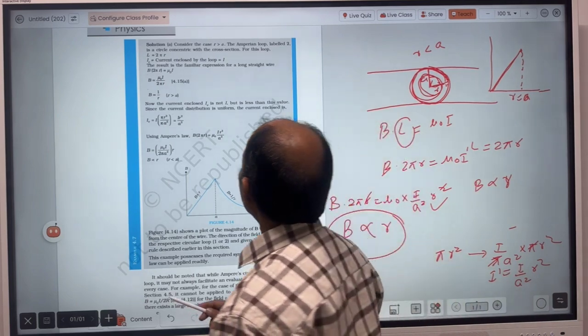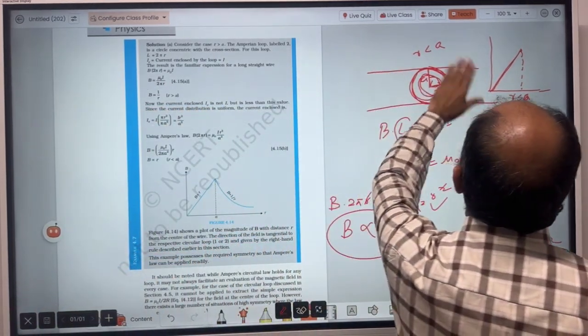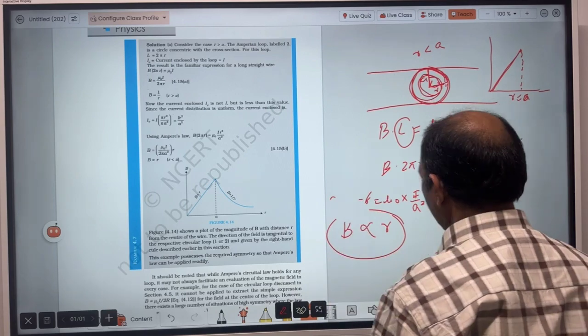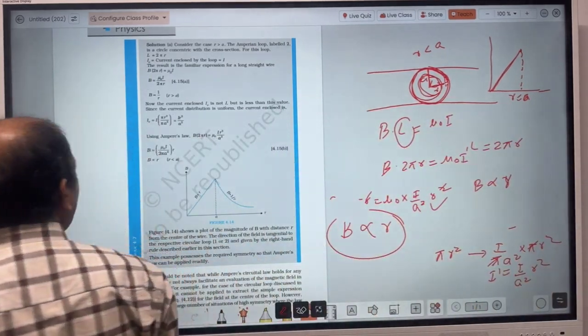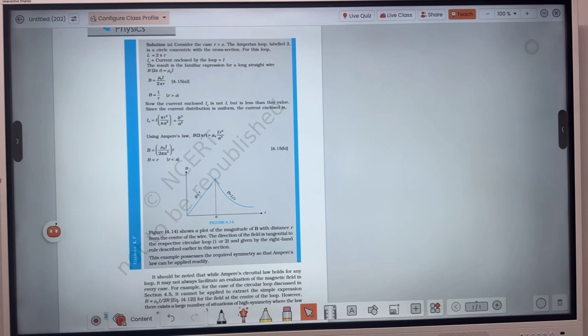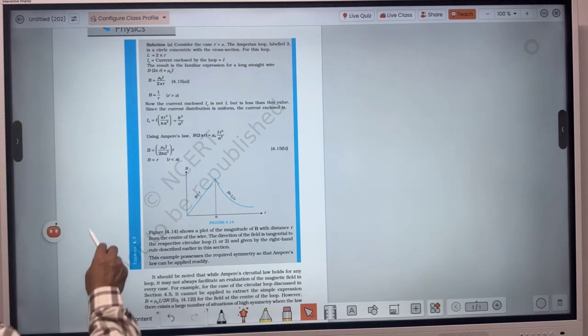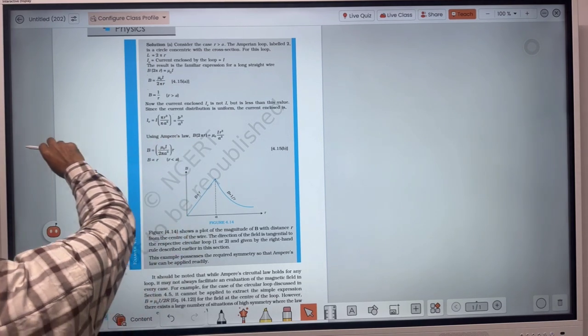Now we are going to consider a point that lies beyond the wire. So in that case what will happen, and then what will be the graph? If we go beyond, in that case the situation will change.